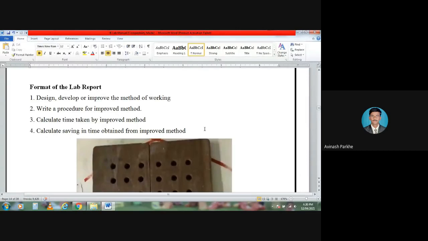So why is it called a pinboard? Now you understood the things. I am using one pinboard, and I am using a number of pins to perform that particular task, and accordingly we have calculated the time.